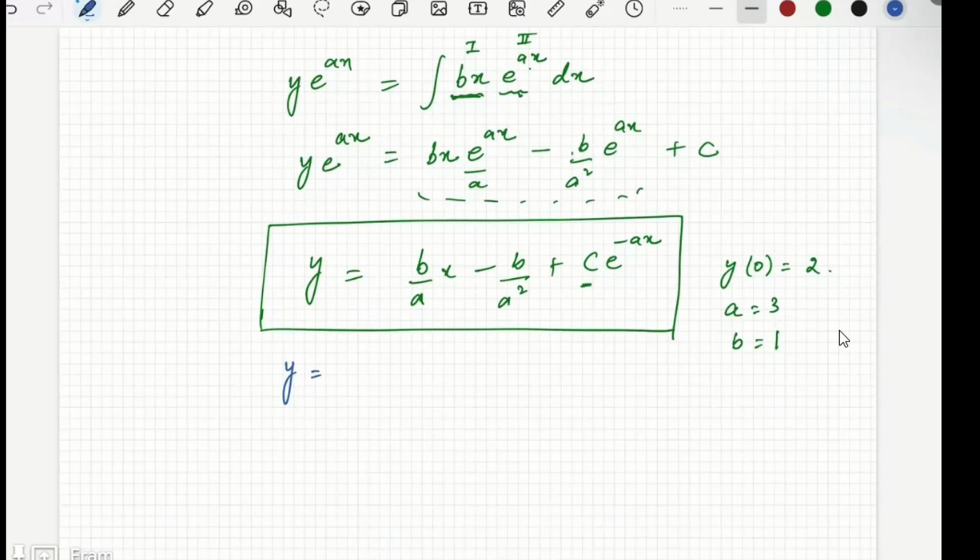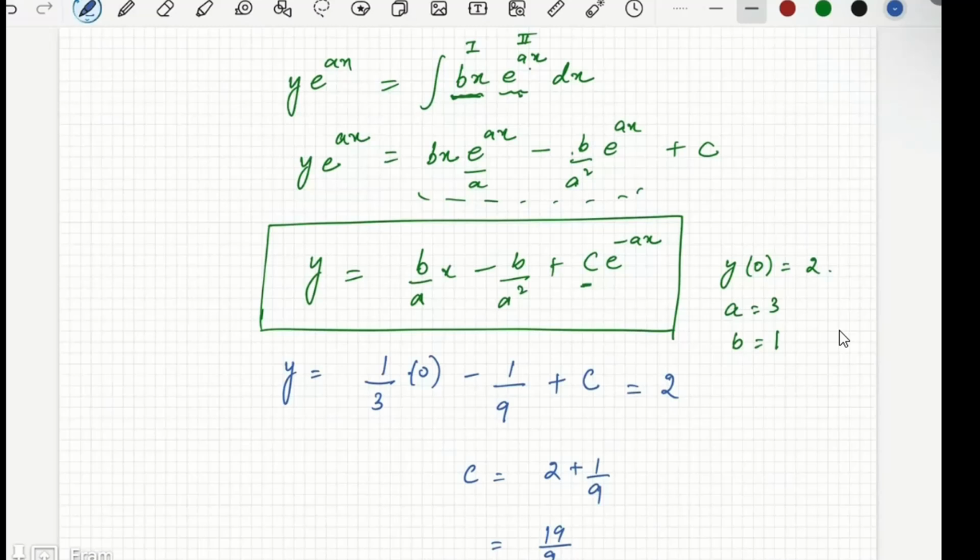For B we have 1, A we have 3, okay, and x equals to 0, and then 1 by 9 plus, now if x equals to 0, this exponential will be 1, so we have C, and now this is equal to 2. Okay, so C is equal to 2 plus 1 by 9. It is 19 by 9. Yeah, so C is approximately equals to 2.